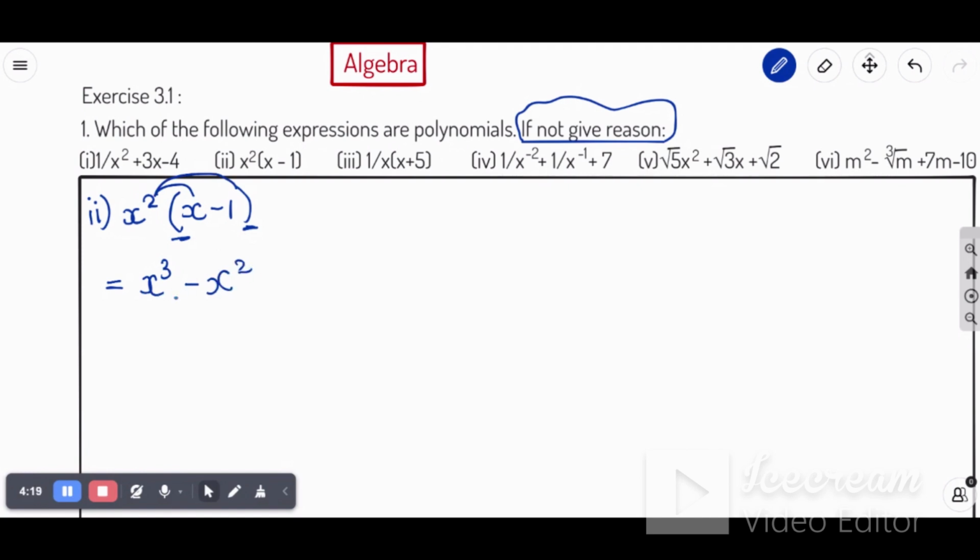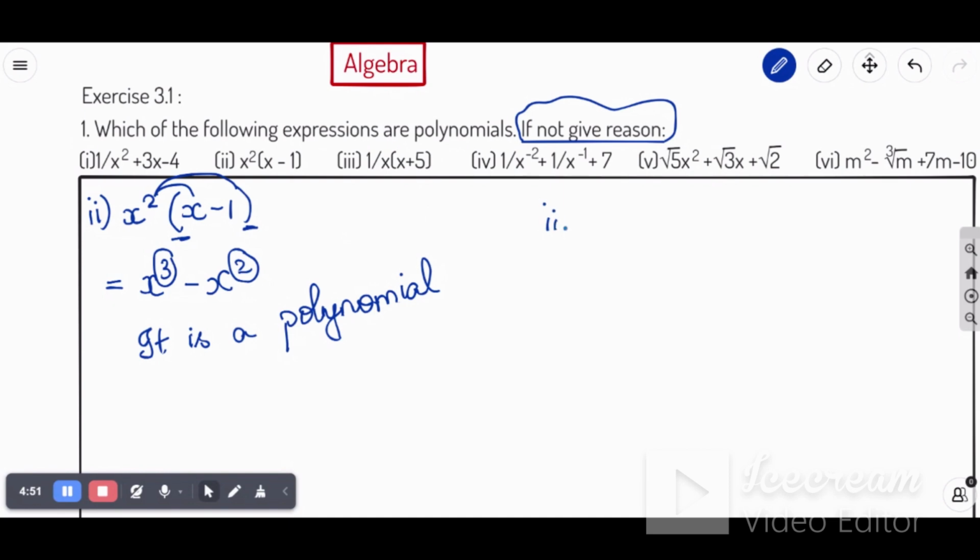So this is your polynomial expression now. We have to check whether this arithmetic expression is a polynomial. What we have to do is check the powers. This has a positive power and this has a positive power. So is this a polynomial or not? Yes, it is a polynomial because it has non-negative integral powers. You don't have to give the reason for this, because if it is a polynomial, leave it; if not, give a reason. So this is a polynomial.